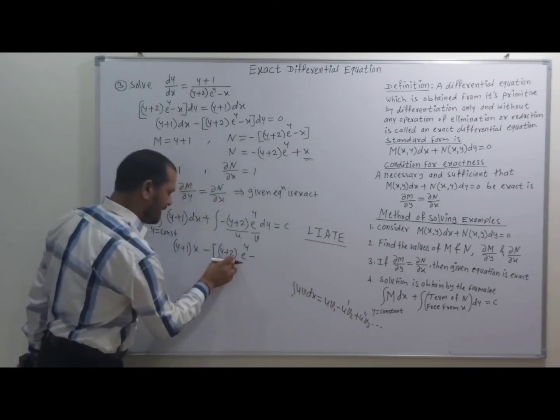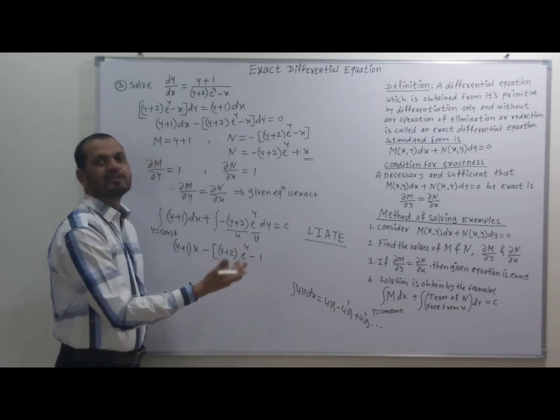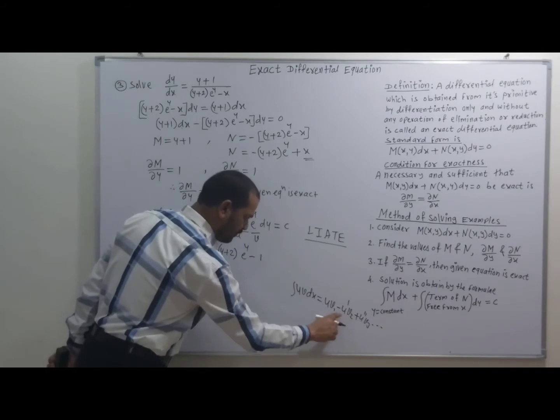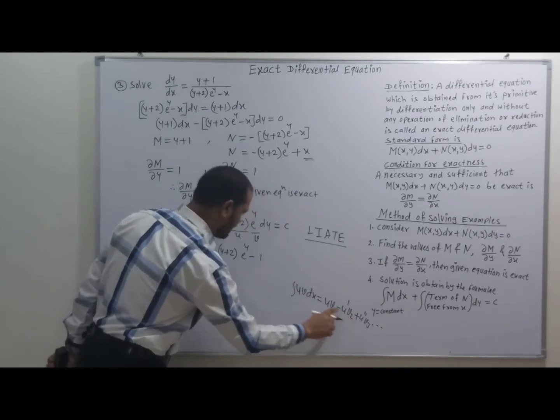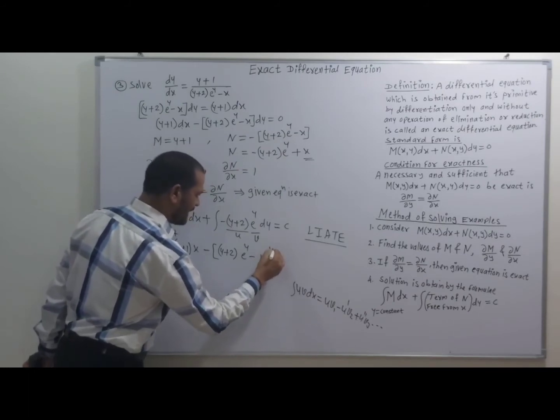So derivative of y plus 2 is 1. So derivative of y plus 2 with respect to y is 1. Then again v2. v2 means integration of v1 is v2. That means integration of e raised to y, which is again e raised to y.